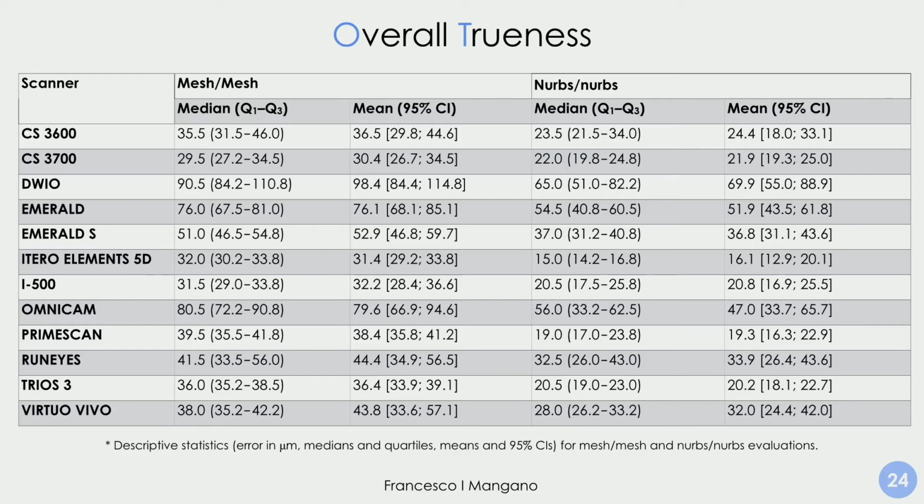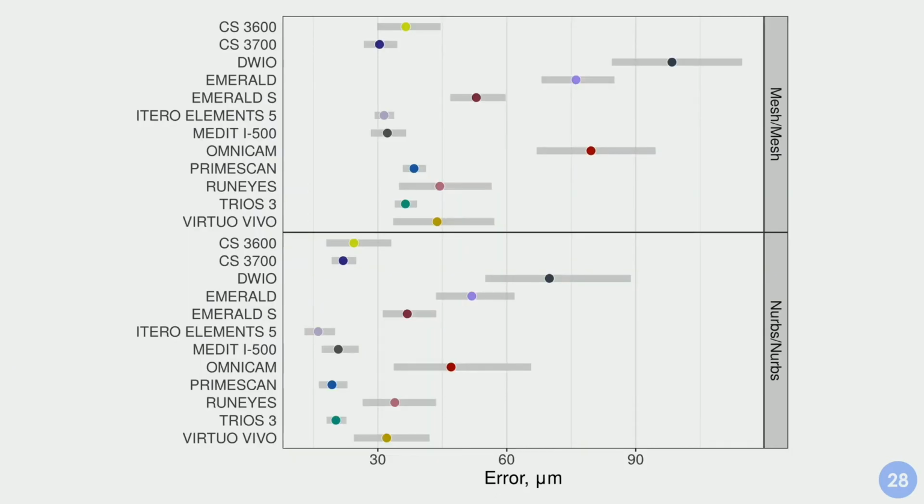We are talking about medians, means, and 95% confidence interval. And as we can see, we have different results for the different scanners. Here is the visual representation of these results. As you can see, the error is slightly less with the NURBS-to-NURBS approach, and it's logical.